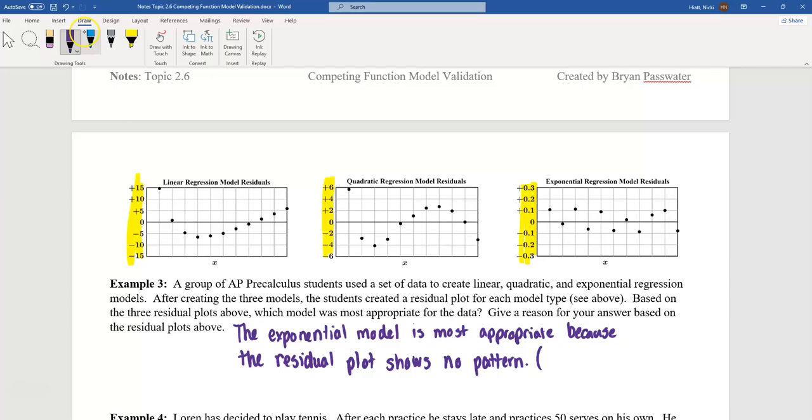And it helps, and the residuals are relatively small. Now, the pattern is the biggest thing. If you see a pattern, that tells you you've got a bad model. But the size of the residuals is sort of like another thing to consider.